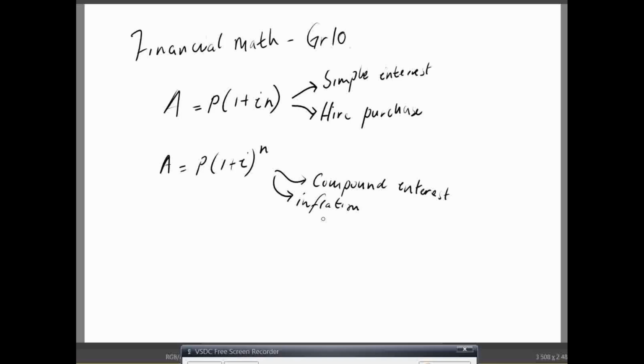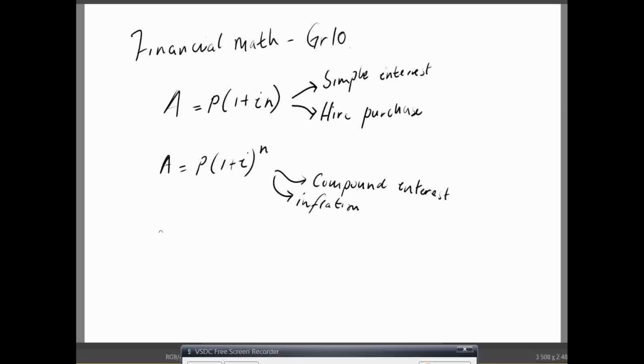Okay, and I think in this video I'll make an example of what the difference between simple interest and compound interest is and how that growth looks. But let's talk about some of these values. We have an A in them, we have a P, we have an i, we have an n. What are all of these things?